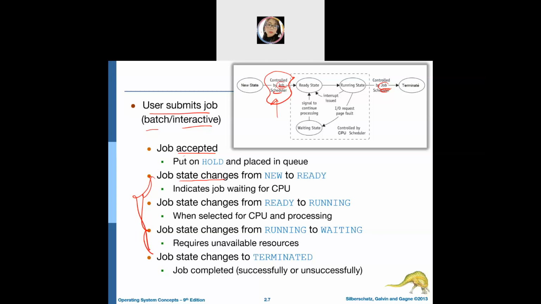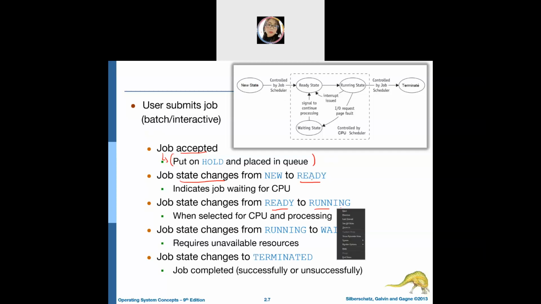I think there is another one, I think later on, okay. So for the accept, what will happen? It's going to be put on hold and placed in queue. These are the responsibilities of the job acceptance. And for the state change, it can be from new to ready, from ready to run, from run to waiting, and from run to terminate.